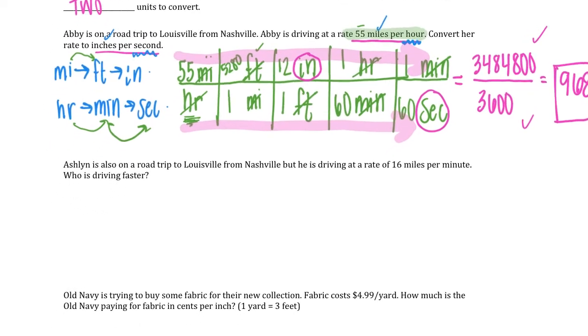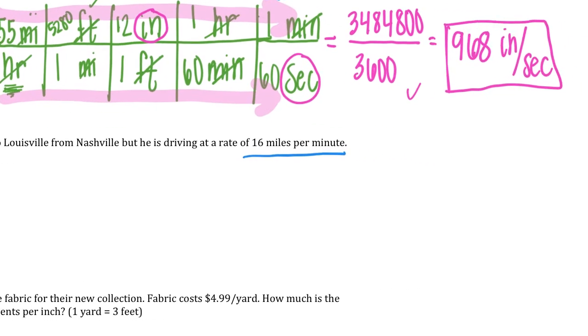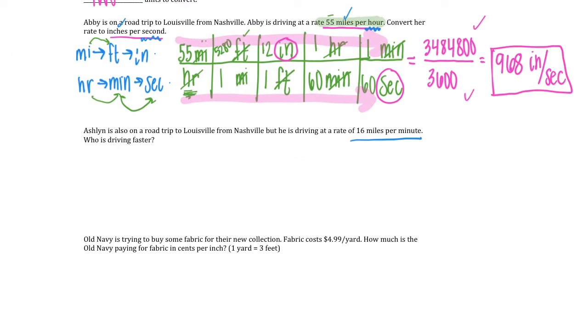Let's try another one. Ashlyn is on a road trip from Louisville to Nashville. He is driving at a rate of 60 miles per minute. Who is driving faster? If we want to compare these two people, Ashlyn and Abby, we need these miles per minute to be in the same unit as inches per second. So we're going to change miles to inches, and we're going to change minutes to seconds.